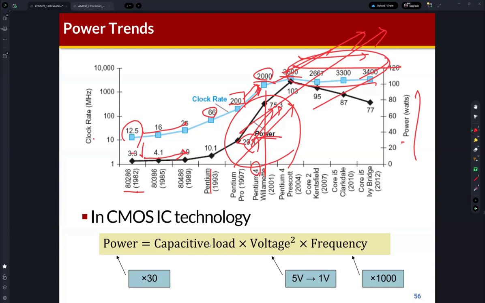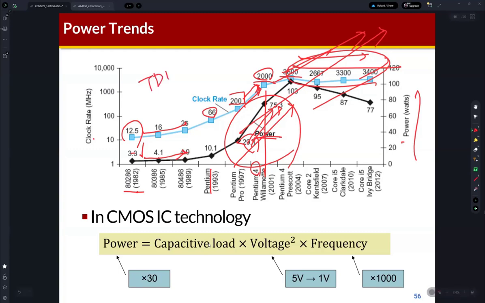But recently, Intel also increased the clock frequency, right? Because they also want to develop high performance CPUs, and the recent CPUs can work at around 5 gigahertz. But what's the problem? Power consumption is also increased.